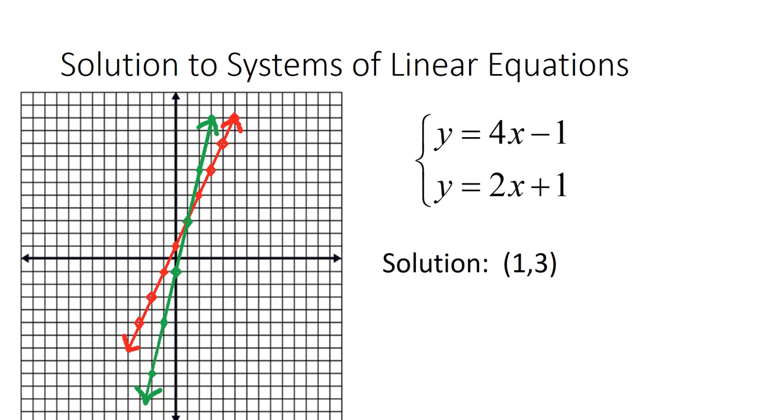So here's a graphical example of a solution to a system of linear equations. Here we've got y equals 4x minus 1. I've graphed that. That is the green line. I've got y equals 2x plus 1. That is the red line. And you'll see they intersect at (1, 3) right there at that point. So our solution is (1, 3).